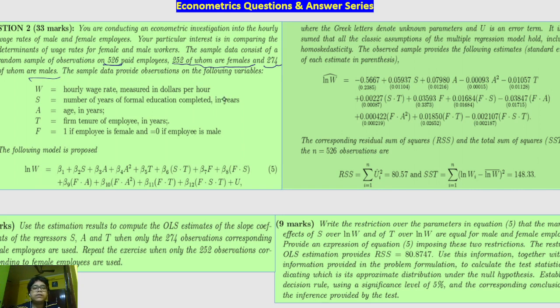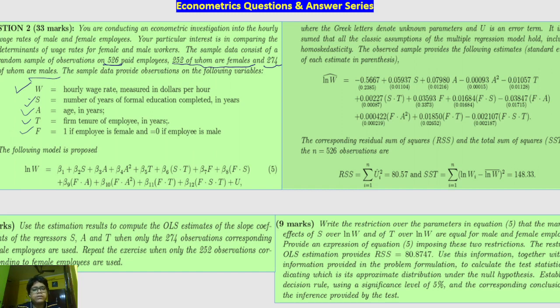And they have defined the variables this way. W is the hourly wage rate measured in dollars per hour. Then S is the formal education completed in years, study years. A is age in years. T is the firm tenure of employees, that is, how many years they have been in the firm. Then F equals 1 if the employee is female and 0 if the employee is male.